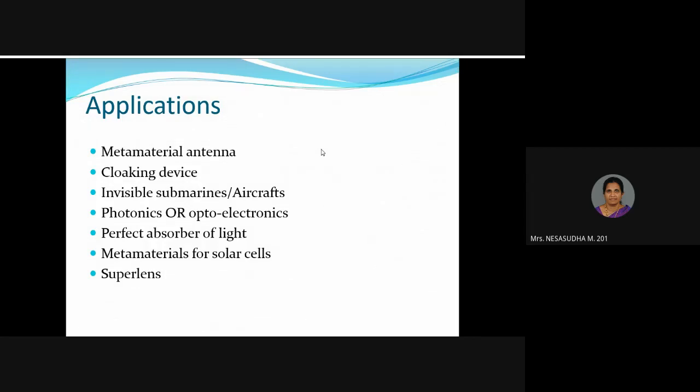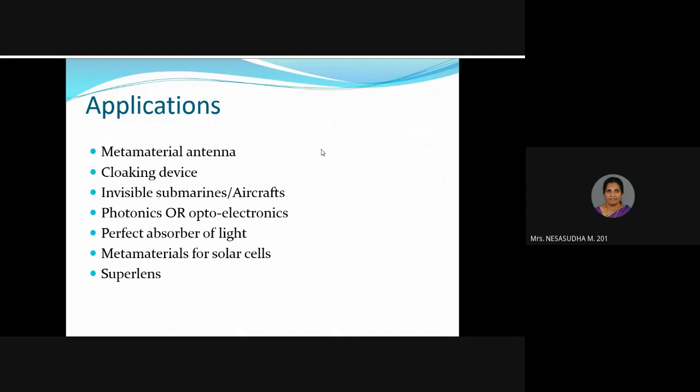Apart from this, along with cloaking, we have invisible submarines and aircraft. When an aircraft or a submarine is there, everyone is able to see it. But how do we hide this aircraft or submarine from enemy sights or radars? How can the aircraft escape from the eyes of radars? So what is the relation between metamaterial and these invisible objects?